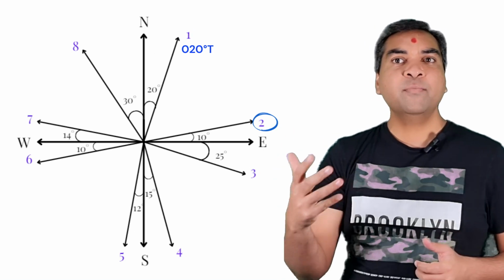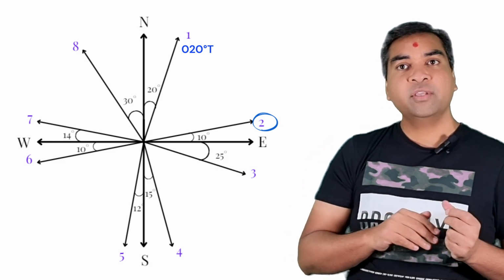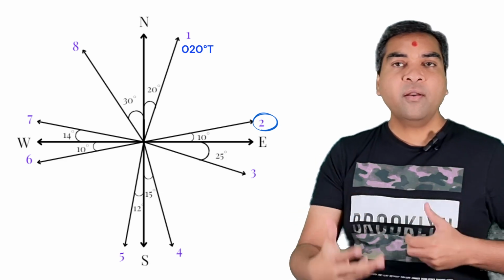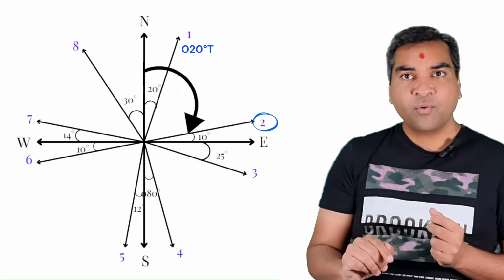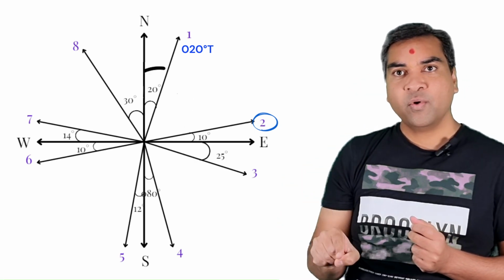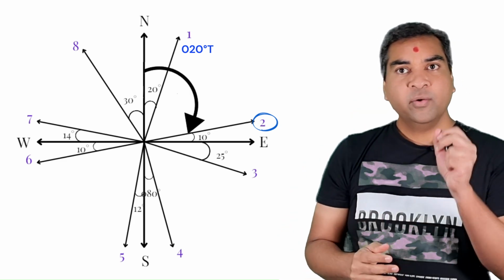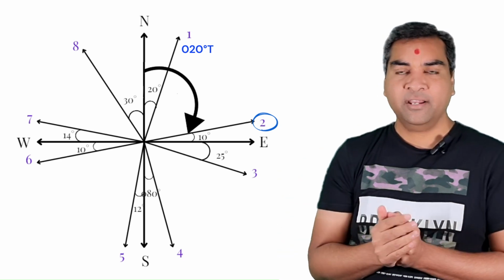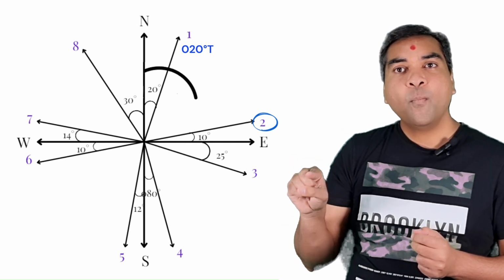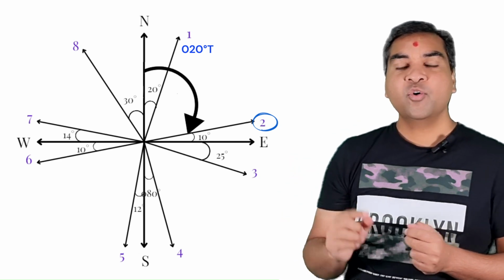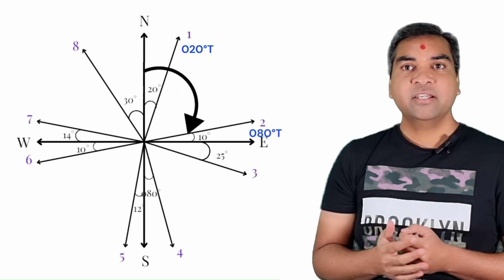Now if I focus on line number 2, the 10 degree angle is given, but that is the angle given with the east side. Whenever I want to find the bearing of line number 2, I have to consider the angle from the north axis in a clockwise direction. Now north to east is 90 degrees, and I have 10 degrees less than that. So 90 minus 10 is going to be 80 degrees. So the bearing of line 2 is 80 degrees.